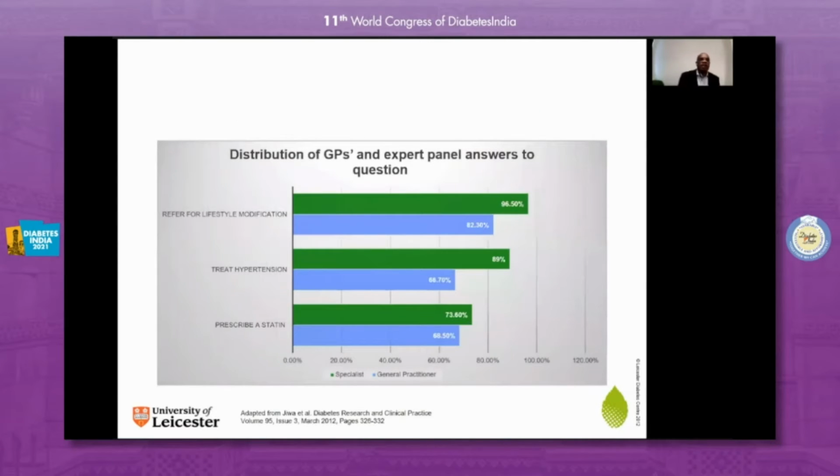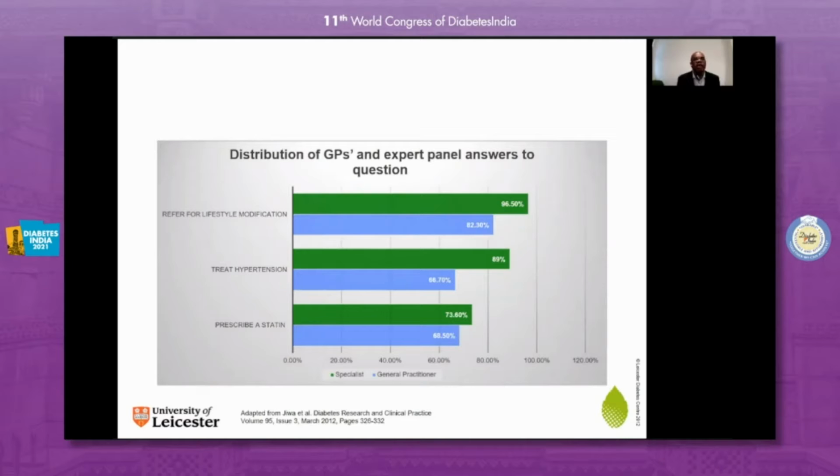So a structured vignette questionnaire was conducted in Australia a few years ago on GPs and expert endocrinologists managing type 2 diabetes. And in that questionnaire, even though the GPs acknowledged that they were following guidelines all of the time, when it actually came to specific interventions recommended in the guidelines, they found that the GPs were less likely to adhere to these specific recommendations in those guidelines.